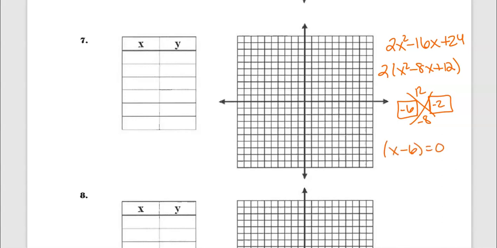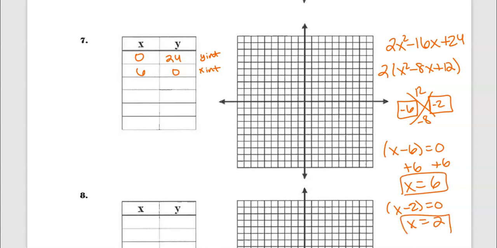That's my factored form. Remember, to get x by itself, you got to move it out. So we're going to have positive 6. Right, that's an x-intercept. We already have our y-intercept. And my other one is going to be x minus 2. So we get x equals positive 2. So 2.